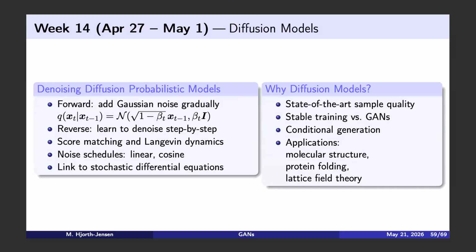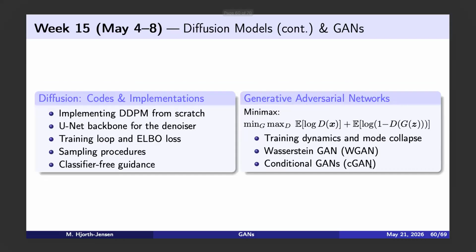And finally, diffusion models. This is normally one of the state-of-the-art methods. It has stable training versus generative adversarial networks. It has applications in many fields: molecular structure, protein folding, life science, etc. So these methods are used widely in many different fields. We went also through diffusion codes. And then finally today, we had a very short excursion into the basics of GANs.